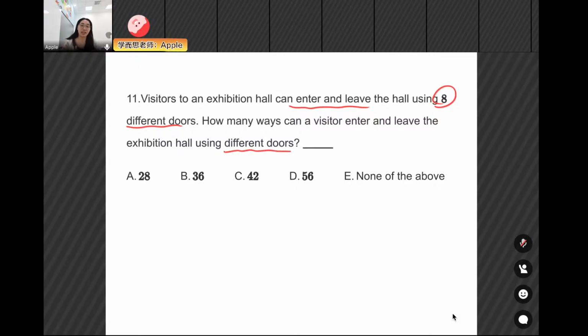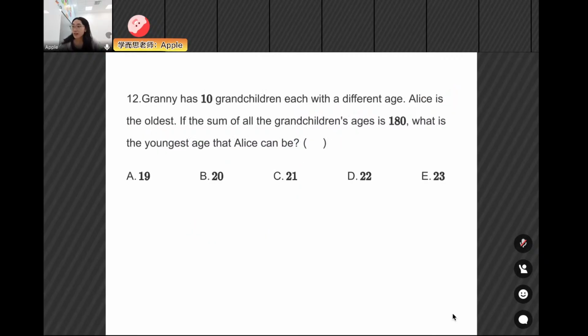Actually, this question is very easy. Think about it. You have 8 doors to choose from. So how many ways are there for the entrance? Yes, 8, right? And then following this, you must leave by a different door. So how many choices do you have? 7. Then you just multiply them together. So you can see the answer should be D. Okay, 56. Yes, and the next one, question 12.